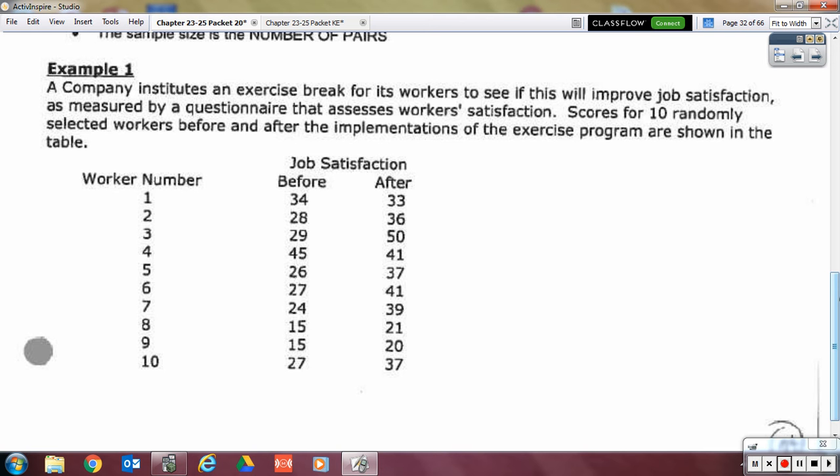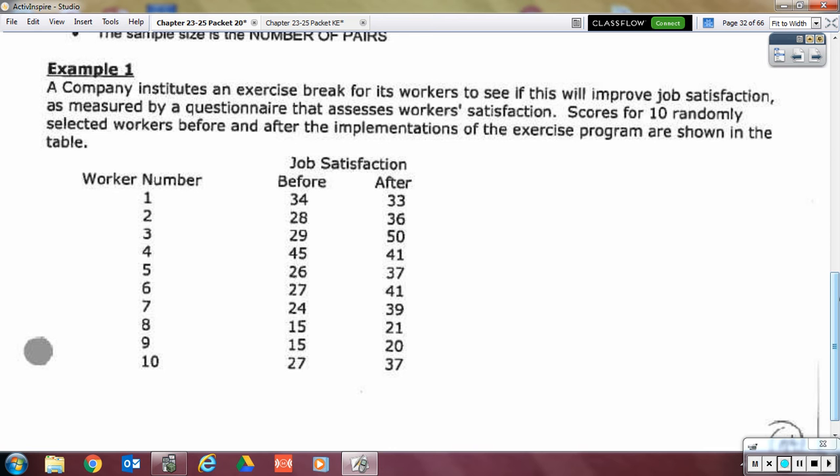So this is where a company institutes an exercise break for its workers to see if this will improve job satisfaction as measured by a questionnaire that assesses workers' satisfaction. Scores for 10 randomly selected workers before and after the implementation of the exercise program are shown in the table. All right, so when we first look at that data, we have two sets of data.